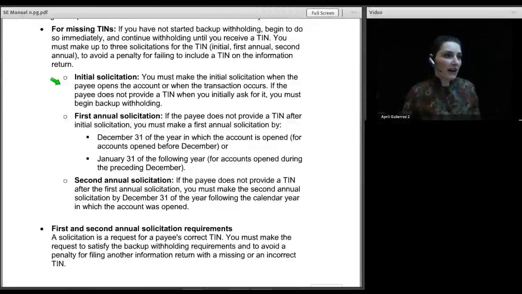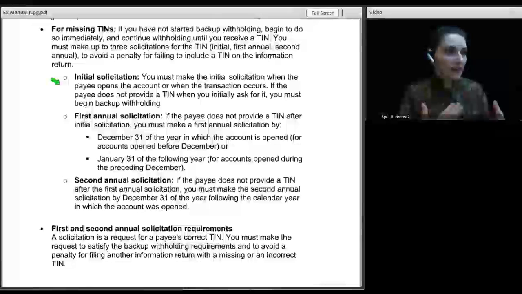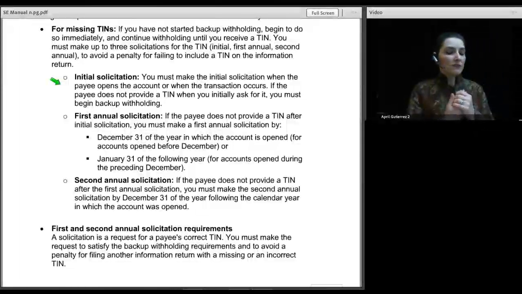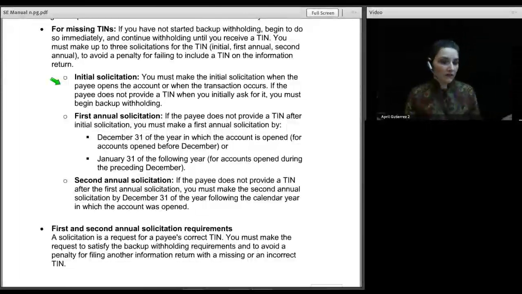It doesn't cross their mind that they're supposed to have a W-9 filled out at the initial opening of that engagement. Now, these days when you go to open up an account in a bank or you open up a brokerage account, you will be given the same W-9 form and asked to provide that information. And if you fail to do it, then they'll start backup withholding on you.